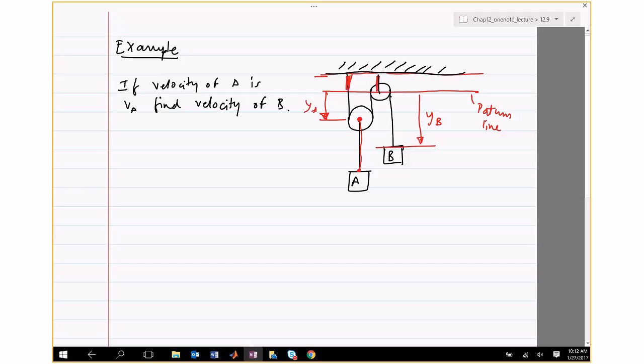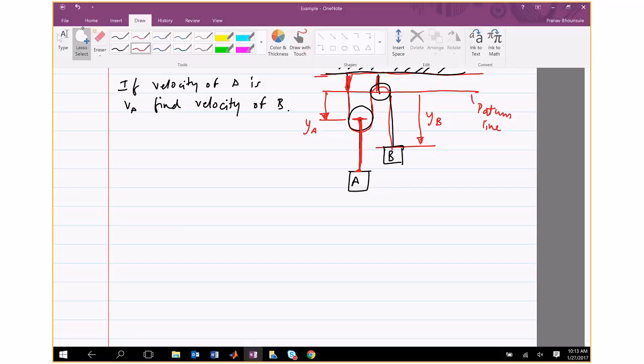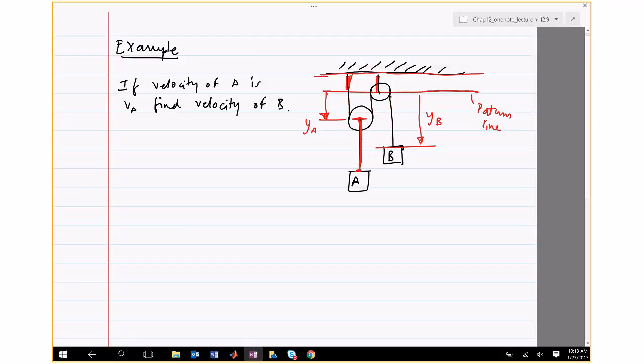Okay, so the reason why I said YA here is because the motion of this point and this point, or A, is the same. So I wrote YA, YB. Now I want to try to figure out the length of the cable, just like the previous problem. So the length of the cable, there are actually two cables here. There's this one over here, and the other one goes all the way like this.